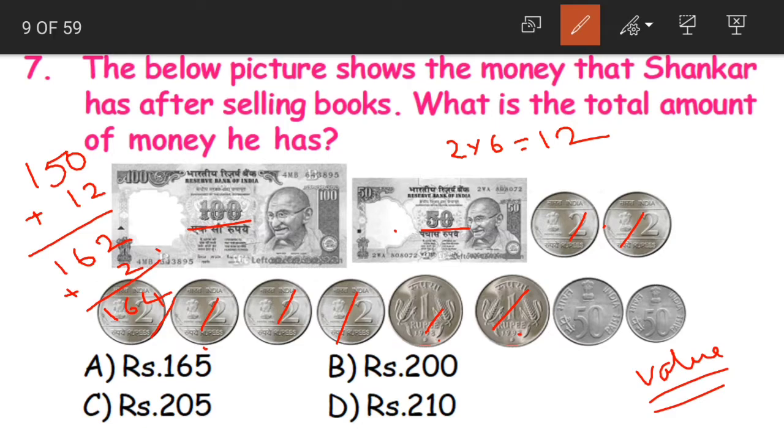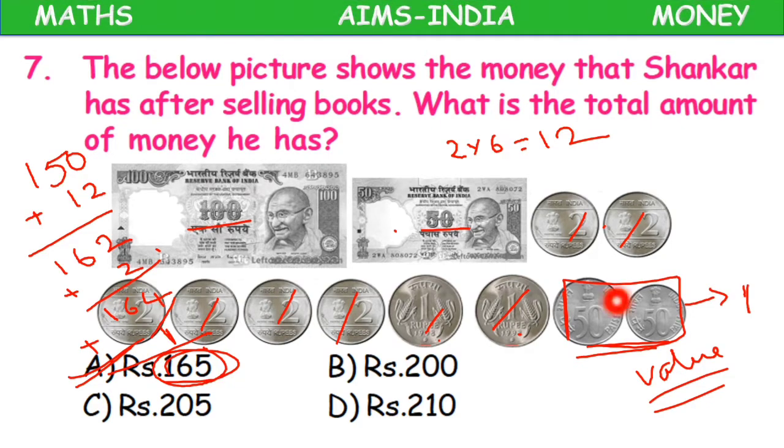And then lastly, we have 2 50 paise coins. If you remember about 50 paise coins, children, 2 50 paise coins make 1 rupee. Yes, the value of 2 50 paise coins put together is 1 rupee. So here to the total 164, let us add 1 more rupee. Then the answer will be 165. That is option A. Understood children? It is a very simple question, right? We just have to add the various amounts that are shown in the picture to get the total amount.